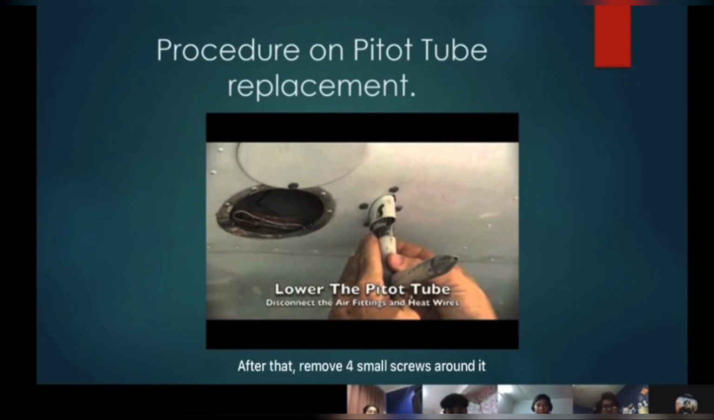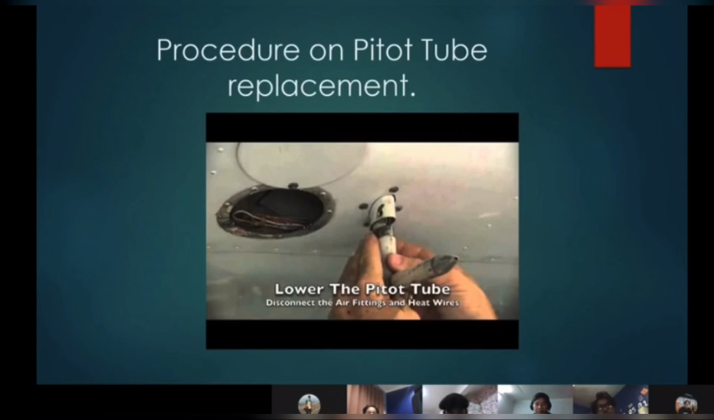And after that, remove 4 small screws around it. The 4 small screws are connected to the surface of the wing, and then disconnect the air fittings and heat wire. After that, disconnect the pitot tube, and then take a new pitot tube and connect the pneumatic fitting and electrical connection. And the last one is connect the 4 small screws back to their place.